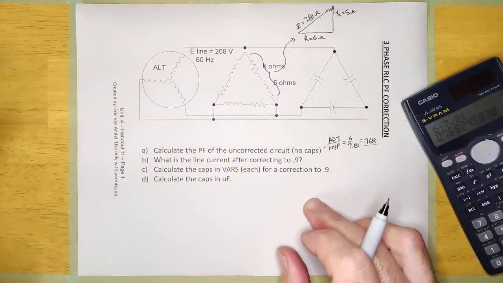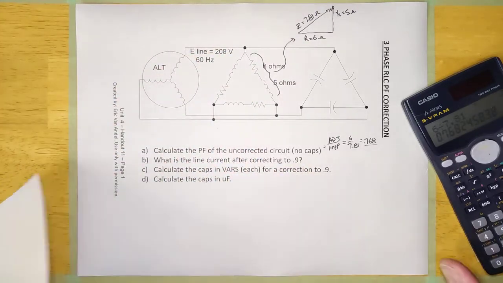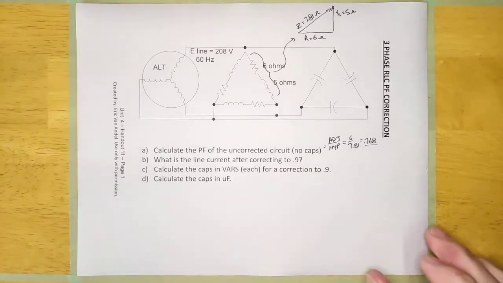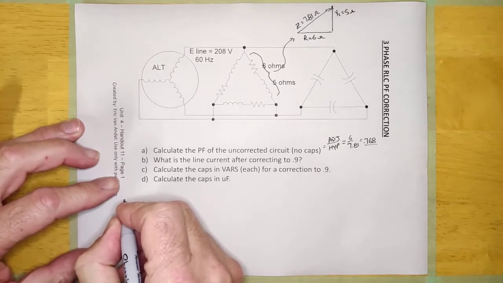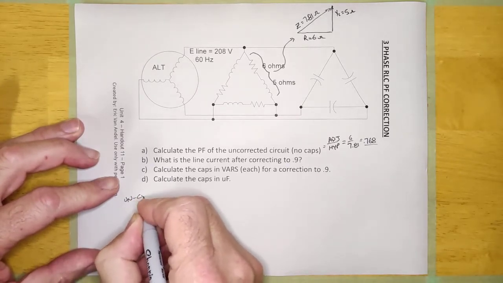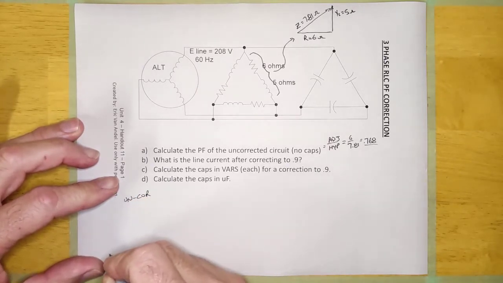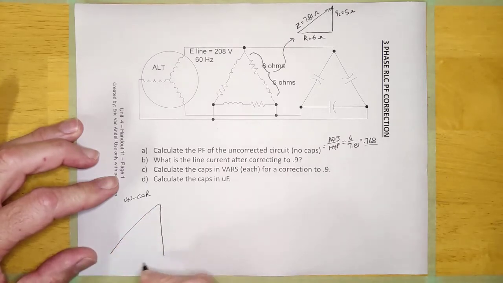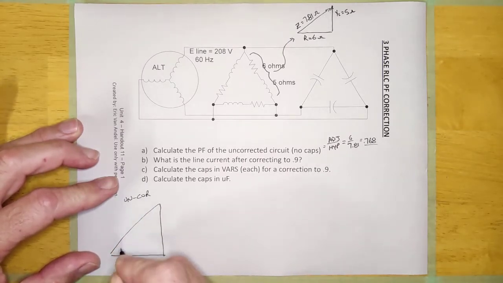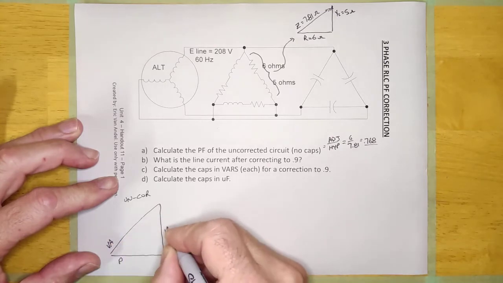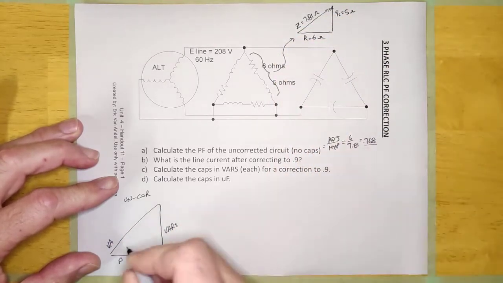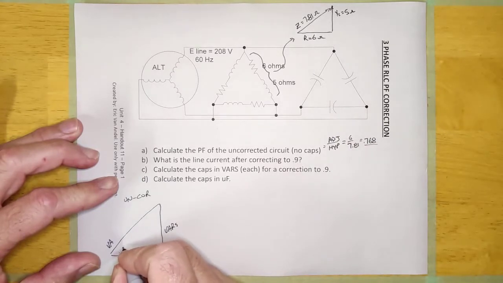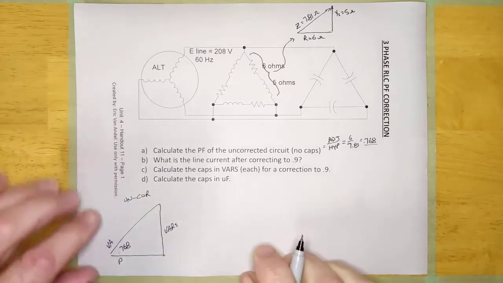As soon as I realize that it's a power factor correction question, I'm going to start drawing power phasor diagrams, and we'll start right here. Uncorrected, all right? I know it's going to look like this, and P is here, VA is here, and VARS is here. Lucky for us, we've already calculated one of the things, 0.768, before correction. It's the power factor.